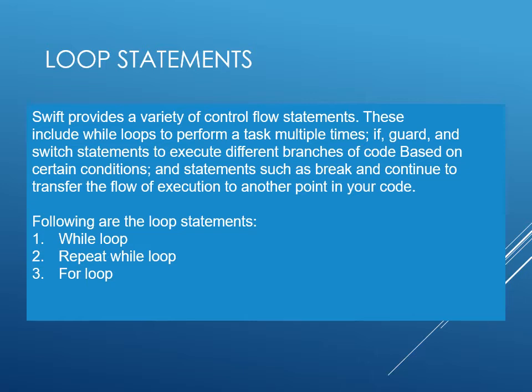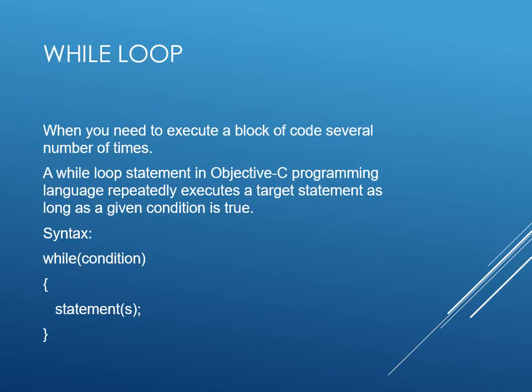We have three types of loops: the while loop, the repeat while loop, and the for loop. Now what is the syntax of our while loop? You will simply write while, and then write a condition, any condition you want. You can write comparison operators, boolean operators or logical operators over here. You can write anything according to your conditions.